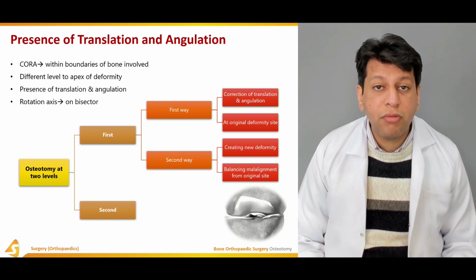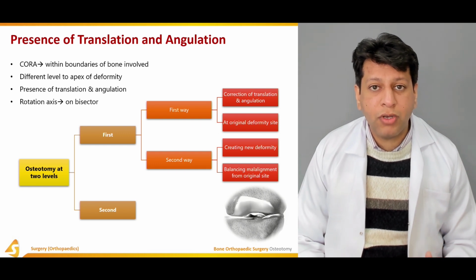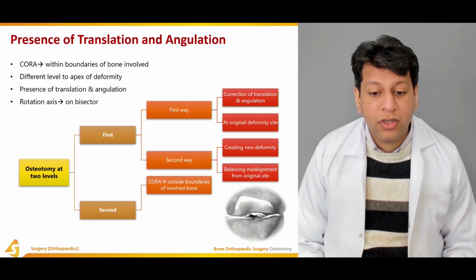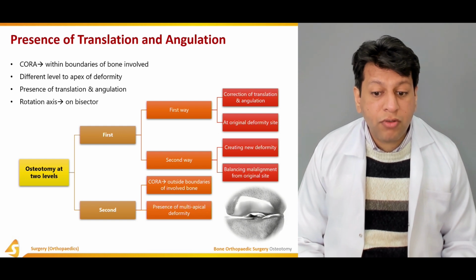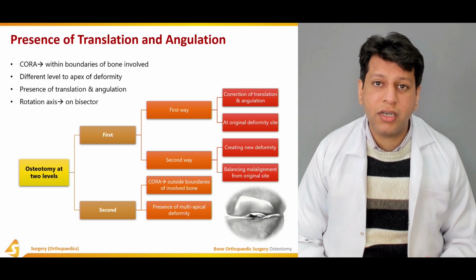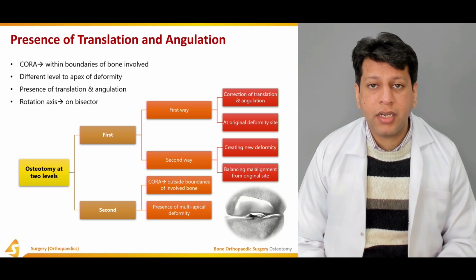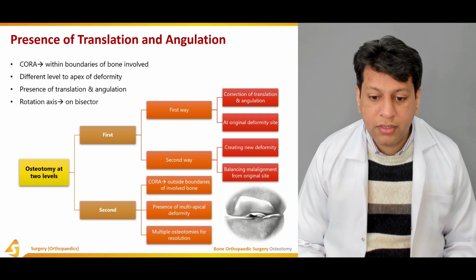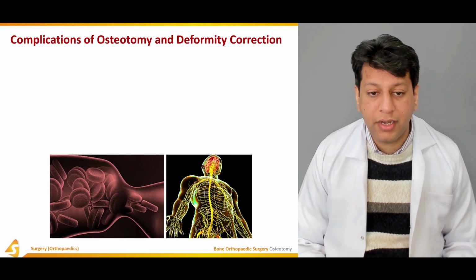Third option is, instead of performing two osteotomies at different sites, one above and below the deformity and one at the level of deformity, the method is, if the CORA is outside the boundaries of the bone involved, then the presence of multiple apical deformities can be addressed. Multiple osteotomies can be done so that it corrects the deformity in all planes. One osteotomy is correcting in the sagittal plane, one in the coronal plane, and another is correcting it in the rotational plane. So multiple osteotomies for resolution can be an option in that case.